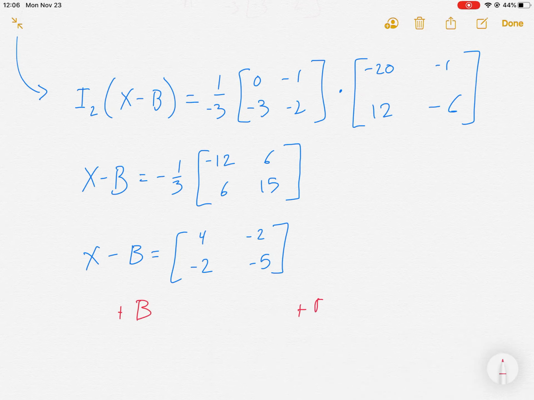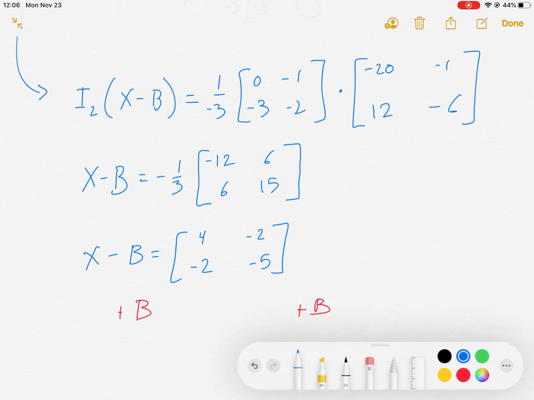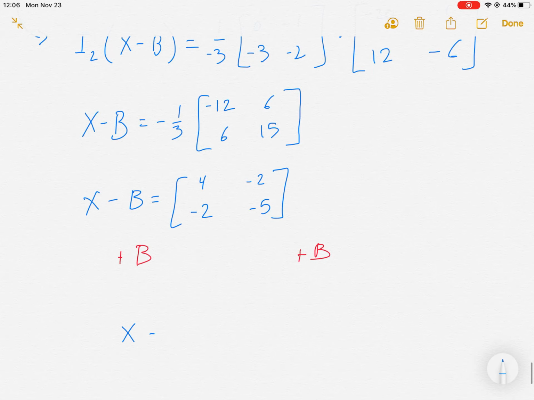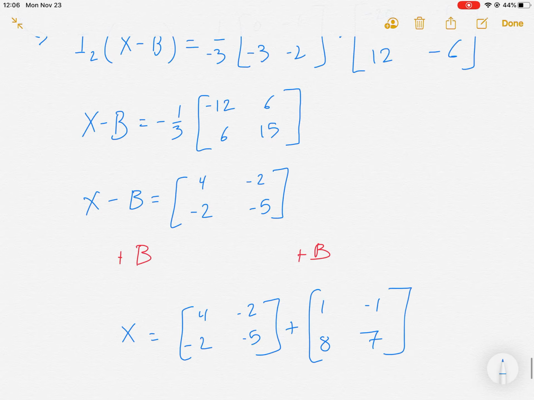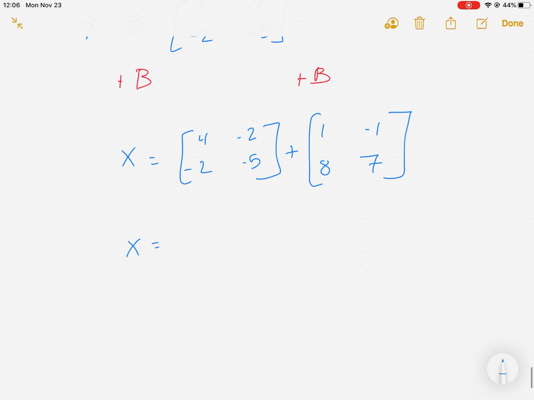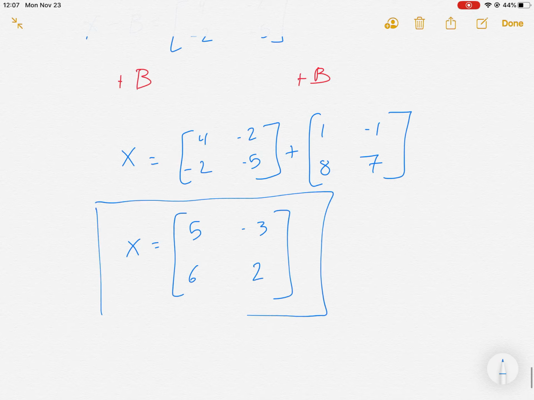And then I'm going to now add b to both sides. There's nothing I have to be careful about here. Adding matrices works out the same way we would like it to. So I end up with 4, negative 2, negative 2, negative 5, plus the matrix B, which was 1, negative 1, 8, 7. So then I get the final answer of 5, negative 3, 6, and 2. And that would be my final answer.